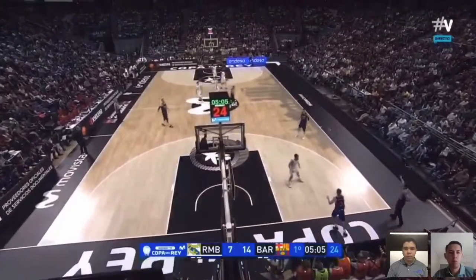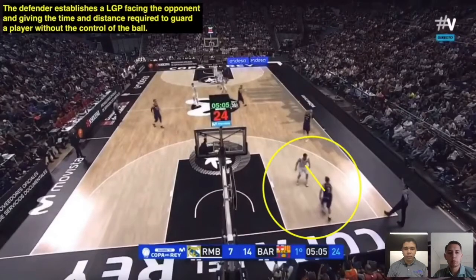Okay. Go. Defender is in a legal guarding position, facing his opponent and giving him the space and distance required to guard a player without the control of the ball.